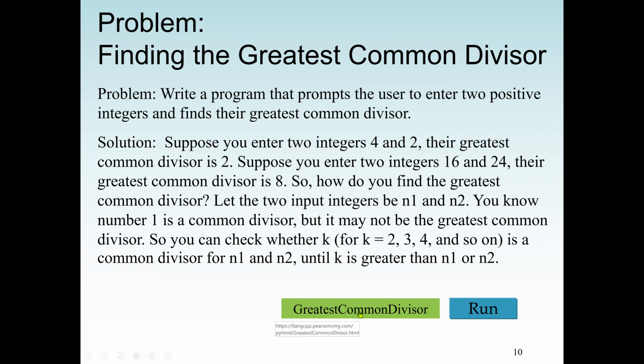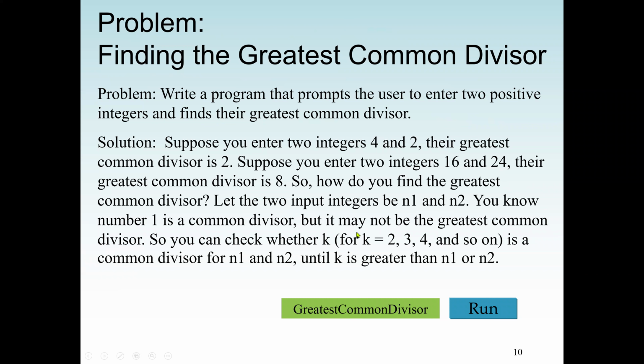So let's see how we're going to implement the program. Now, in our program, we are going to use a variable named k. Here we say the number 1 is a common divisor, but it may not be the greatest common divisor. So we're going to check from 2.